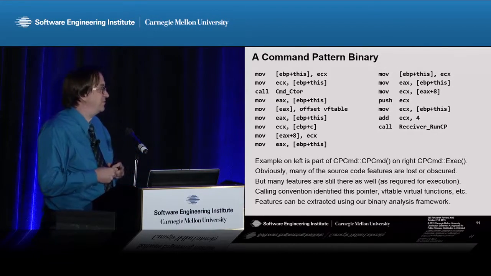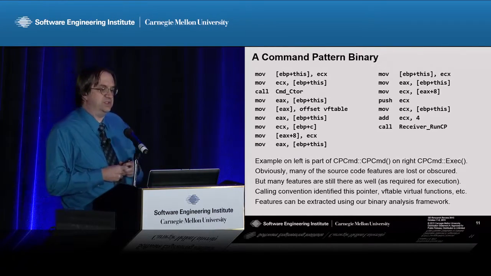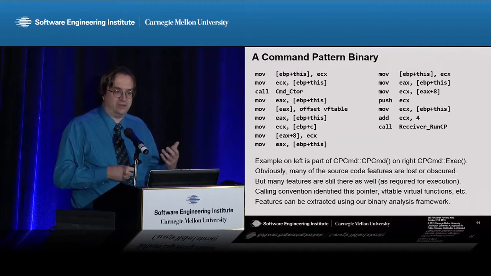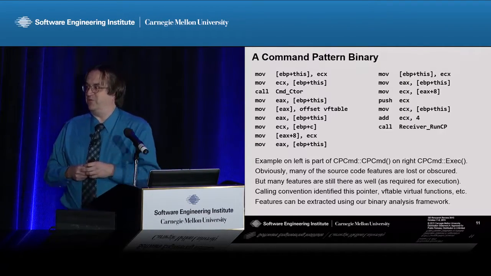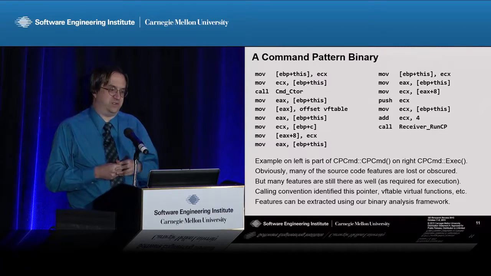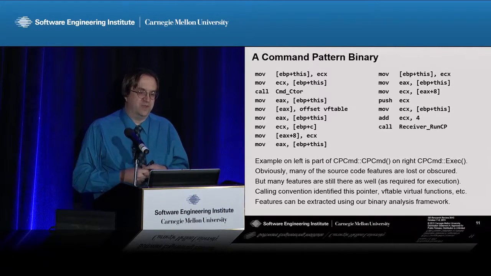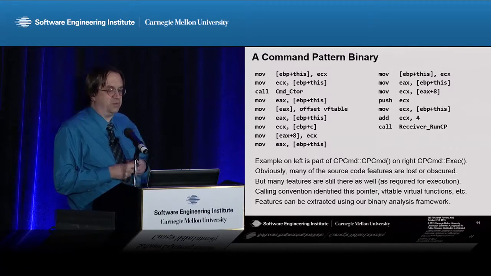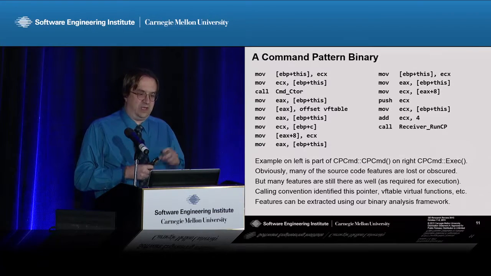And then we come across something like this, which is the binary implementations of the constructor and the exec method from the previous source code. So it's just a small piece of the source code that was on the slide before. And obviously many of those source code features have been obscured. But there are still things that are there. We can key on these things.